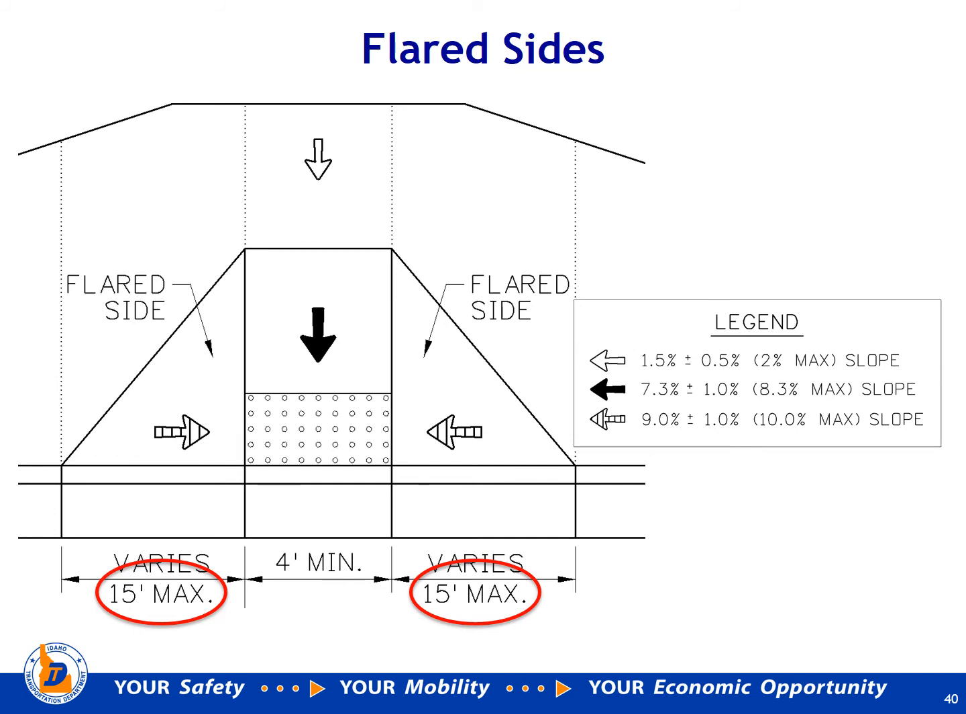Flared sides. Who uses the flared sides? Able-bodied pedestrians. Steeper slopes are allowed, up to 10:1 or 10% max on flared slopes. They have a 15-foot maximum length. You don't have to chase forever. In a hilly area, the standards may be technically infeasible.